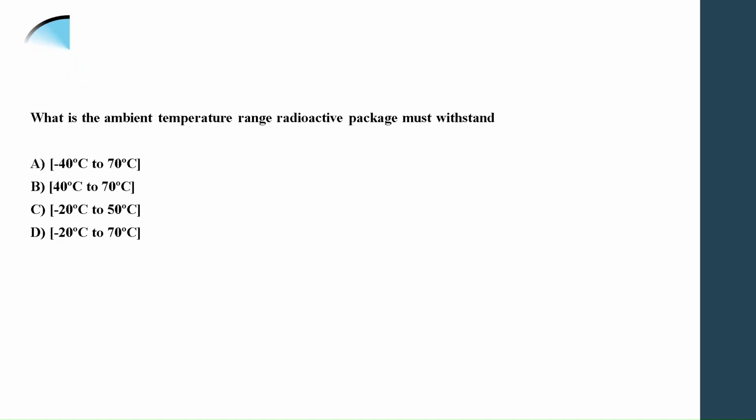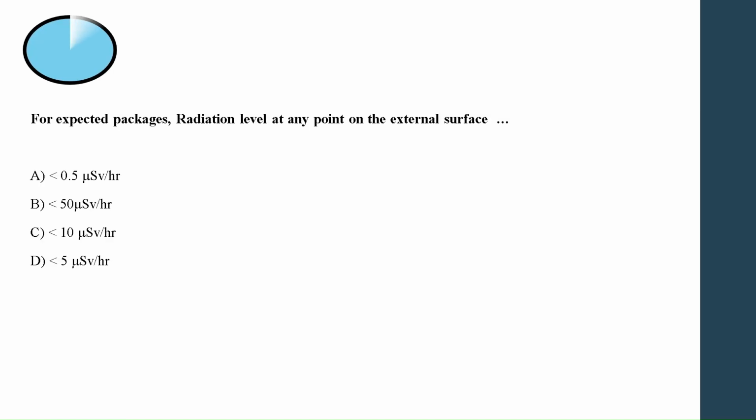So what is the ambient temperature range that a radioactive package must withstand? It should withstand all hot and cold conditions. According to guidelines, it should be able to withstand from minus 40 degrees Celsius to 70 degrees Celsius. Again, you have to remember this. For accepted packages, the radiation level at any point on the external surface should be less than 5 microsievert per hour.